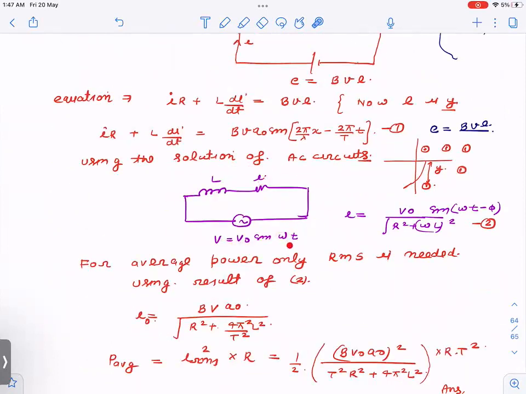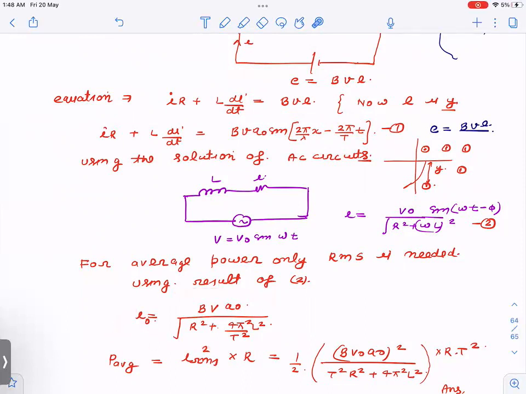So the EMF is V naught sine omega t. Current is I equal to V naught over root of R square plus omega L whole square, times sine of omega t minus phi. You can use complex numbers for this or the phasor method. Anything is fine. Since we have to find the average power generated, we only need the RMS value. So from this, we will extract the RMS value and use the formula I RMS square into R.